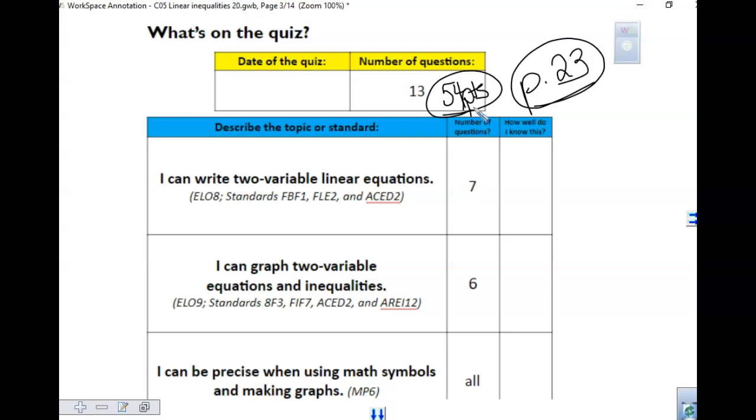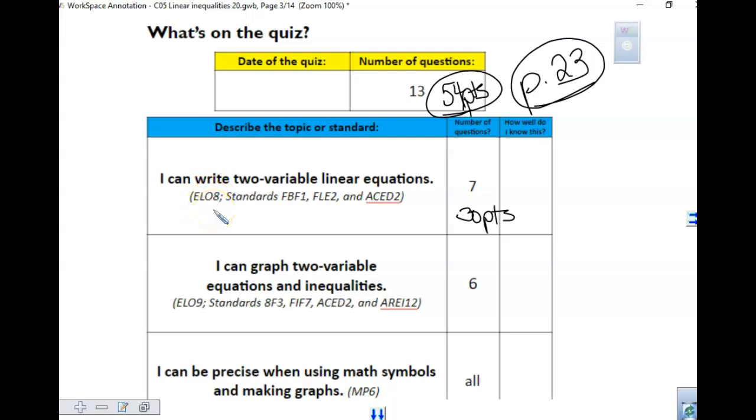As you look at this, the first 7 questions are 30 points. I can write a 2-variable linear equation. So I'm going to give you a point and a slope. If I give you a point and a slope, you should write it in point slope form, right?